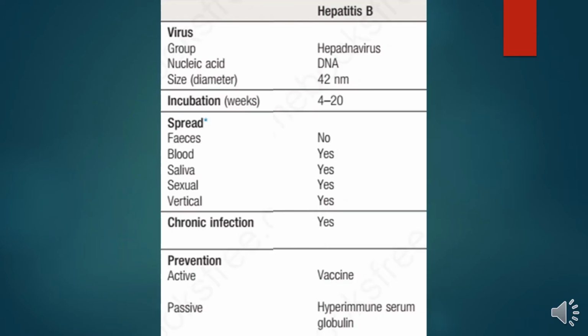Hepatitis B virus is related to the hepadnavirus group, and its nucleic acid is DNA. Size is 42 nanometers. Incubation period is 4 to 20 weeks. It is not transmitted by the fecal-oral route but by blood, saliva, vertical and sexual transmission. Chronic infection is present, and prevention is by active vaccination and passive by hyperimmune serum globally.